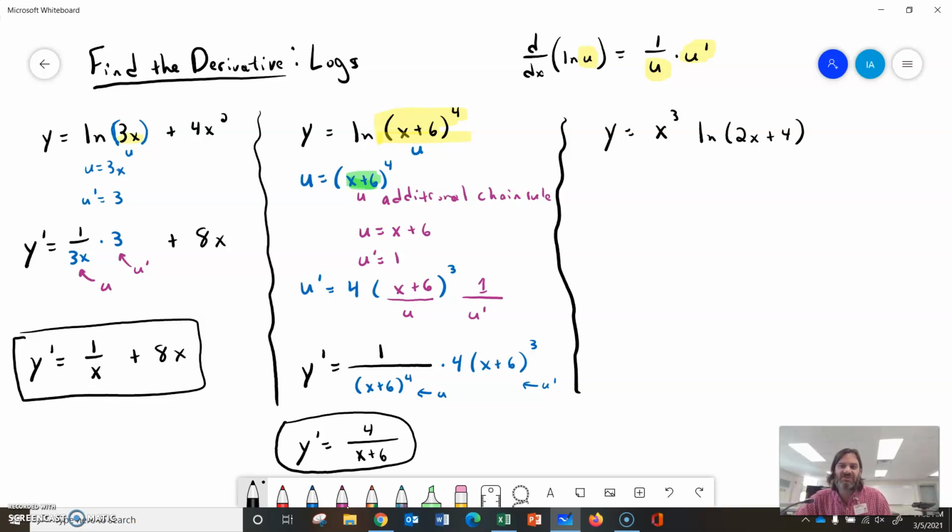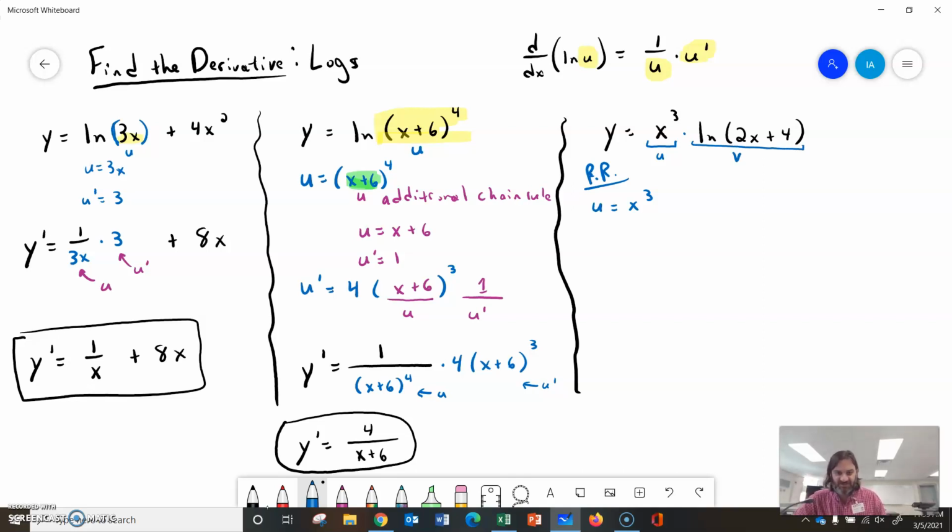y equals x cubed times the natural log of 2x plus 4. It's nice to see those parentheses there. But let's see here. What do we have? We have a product rule because we have two things multiplied together. Product rule. So what do we have? We have x cubed being a u, and we have the natural log of 2x plus 4 being a v.